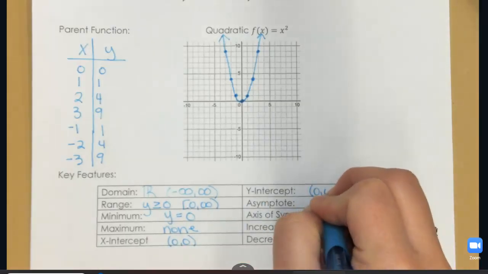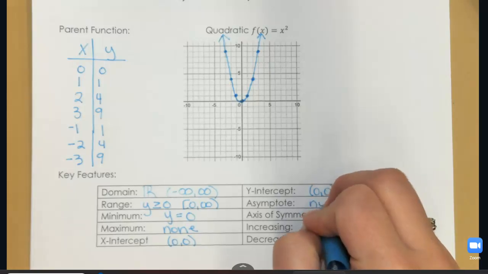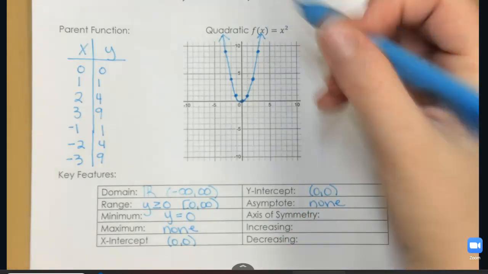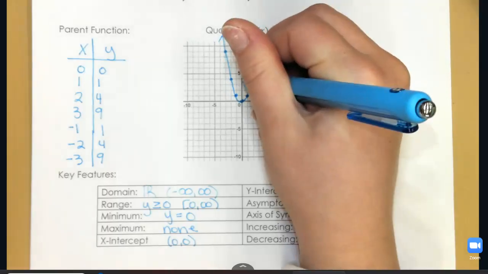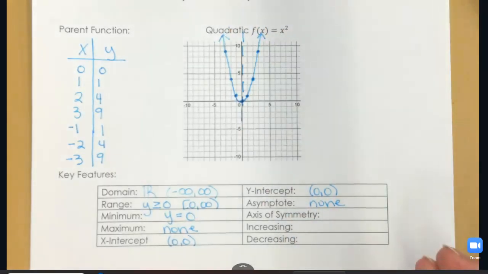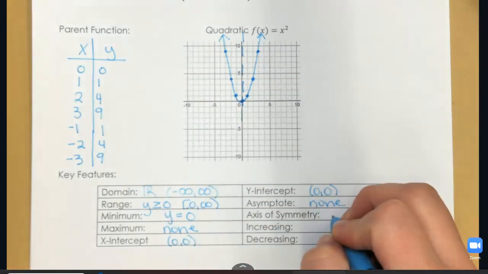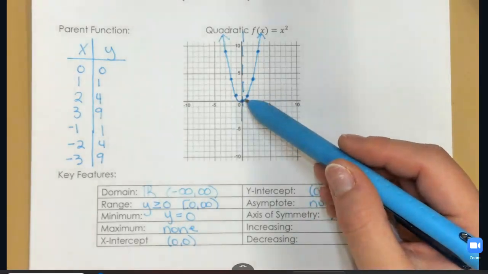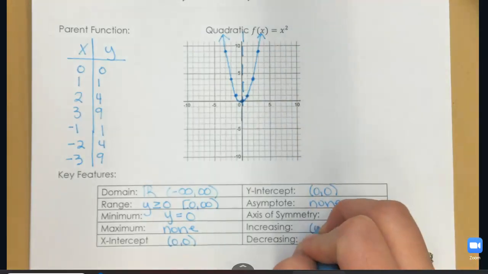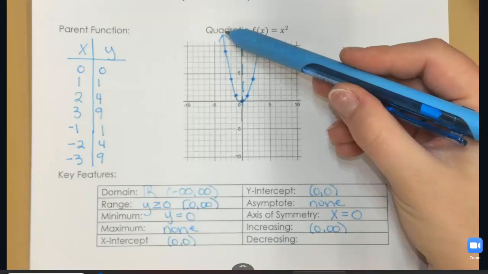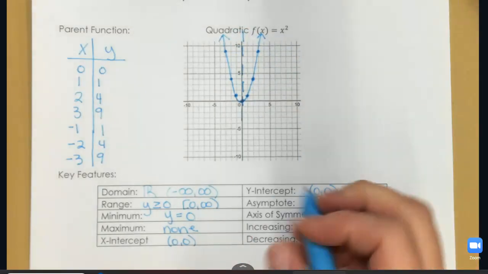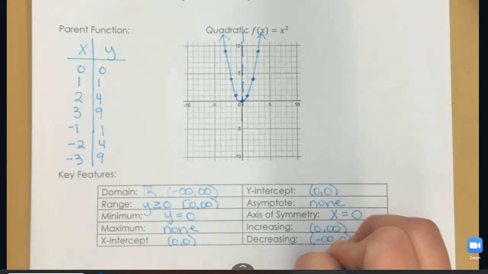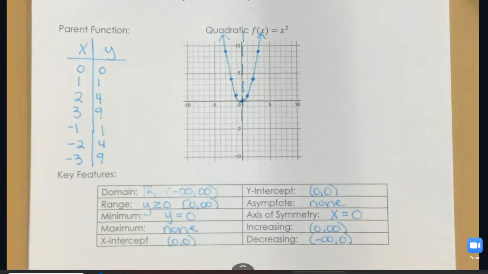Same for our y-intercept. A quadratic does not have an asymptote, but it does have an axis of symmetry, and that is this vertical line that goes through my vertex. If I were to rotate it or fold it in half on itself, it would all line up. So that axis of symmetry, again, this vertical line through my vertex, for this one, is x equals 0. We are increasing when we're walking uphill, and that starts when x is 0 until positive infinity. And then we are decreasing when we're walking downhill, and that is over here from negative infinity until 0, where it changes directions. So those are the features of my parent function.